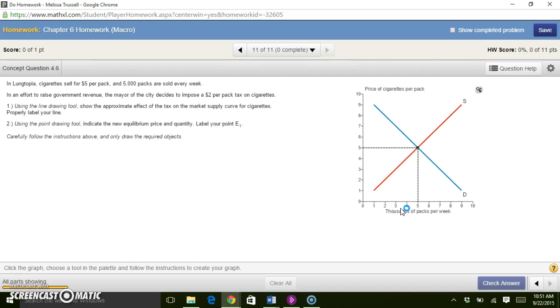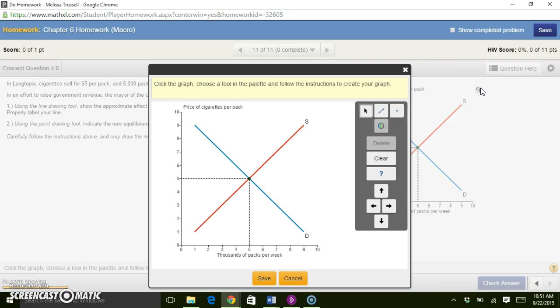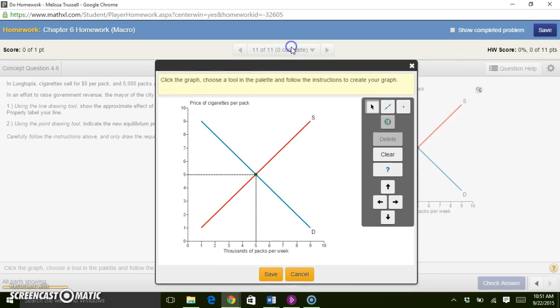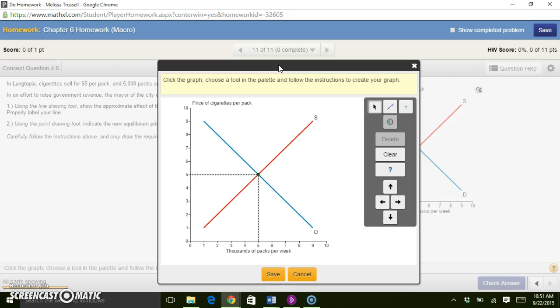So, as you can see, where they used to sell a pack for $5, they're now going to want to sell a pack for $7 so that they can give that $2 to the government and still bring in their $5 that they were making before. Does that make sense? So it's in that sort of frame of mind that we're going to look at what happens to the supply curve here. I'm going to click the little magnifying glass to make it bigger so we can work with it more easily.